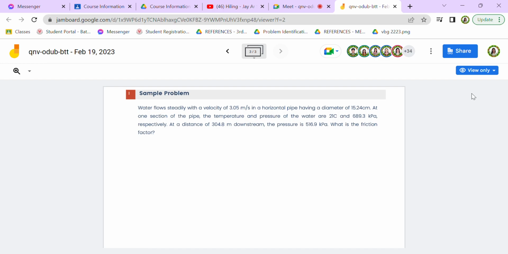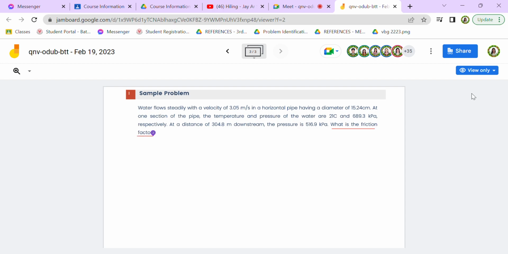Okay. Our next problem states that the water flows steadily with a velocity of 3.05 meter per second in a horizontal pipe having a diameter of 15.24 centimeter at one section of the pipe. The temperature and pressure of the water are 21 degrees Celsius and 689.3 kPa respectively. At a distance of 304.8 meter downstream, the pressure is 516.9 kPa. So ang hinahanap is the friction factor. What is the friction factor?